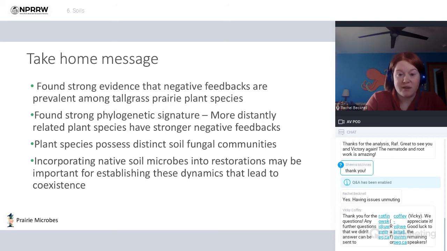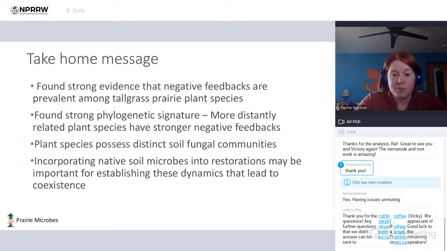So I also found this strong phylogenetic signature, with more distantly related plant species having stronger negative feedbacks. And I think that in restoration, this could be a really important finding, especially if you have plant species that are hard to establish in your restoration. Maybe you have an Asclepias species, a milkweed species, that you're having problems getting to grow. Well, maybe you don't want to be growing it next to other Asclepias species. Whereas if you find positive feedback, that this plant species shares beneficial soil microbes with other milkweed, then yeah, maybe you do want to be growing these plant species next to each other. So it's really important information to have.